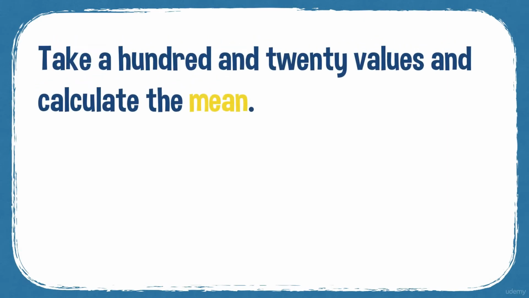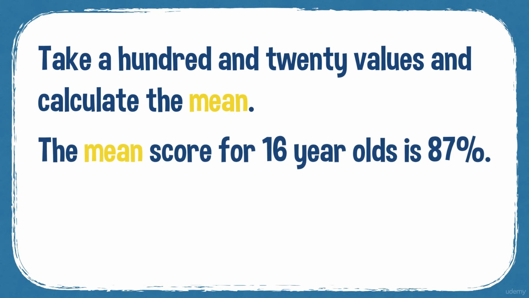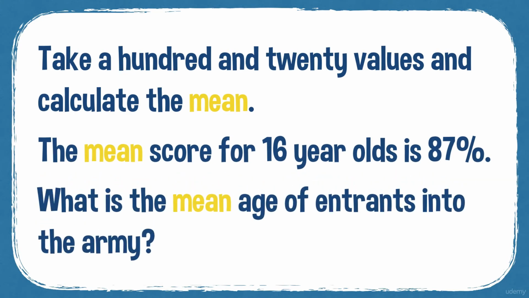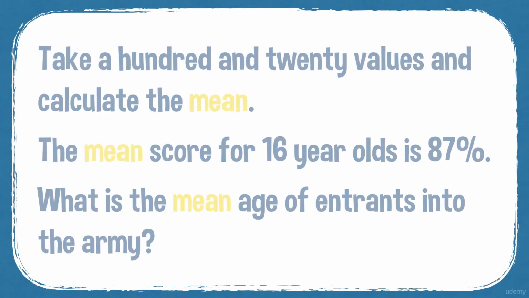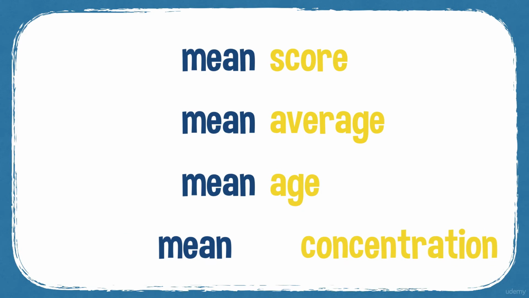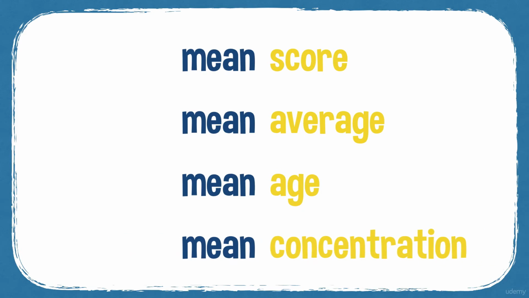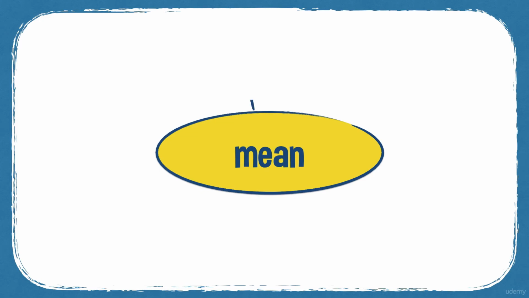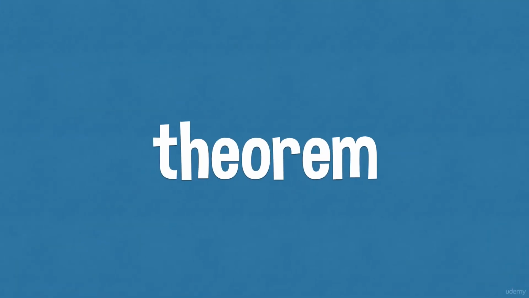For example, take 120 values and calculate the mean. The mean score for 16-year-olds is 87%. What is the mean age of entrance into the army? We talk about mean score, mean average, mean age, the mean concentration of something. Some synonyms for mean. Average is the only one, really, that you could use. Average. Finally, theorem. Theorem. Not theory, by the way.